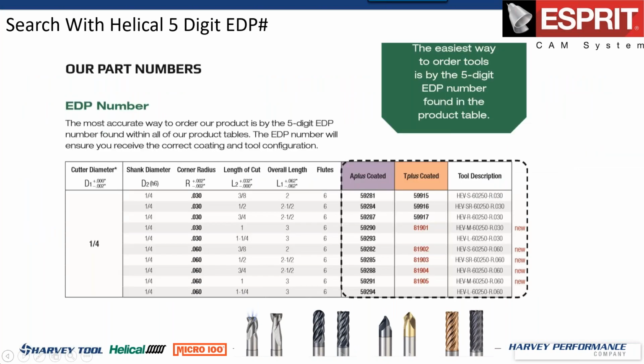So when you think about the 5-digit number, we refer to that as our EDP number. When you get into the Machining Advisor Pro, you'll notice the dotted line around the square that is highlighting the different EDP numbers. You see 2 different ones for each line, and it's just dependent on what coding you select.